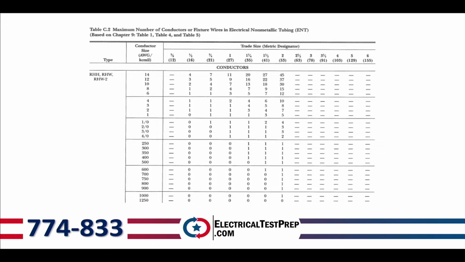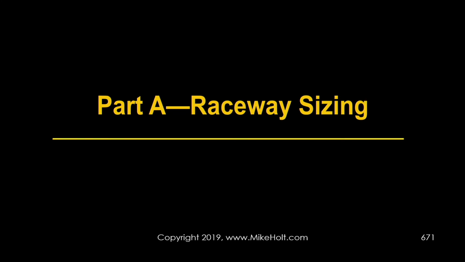And it says you can put in 4, right? Now this table only works if all the conductors are the same size and they have the same insulation. If they don't have the same insulation or they're not the same size, we're not allowed to use this table. We have to manually size that using Tables 4 and 5. So raceway sizing.